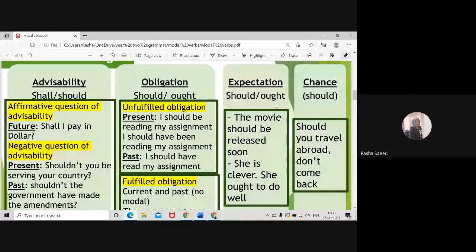Then we also talked about chance. Chance, something you might do in case you do it. For instance, when we said, should you go to Washington, don't forget to go to the White House.